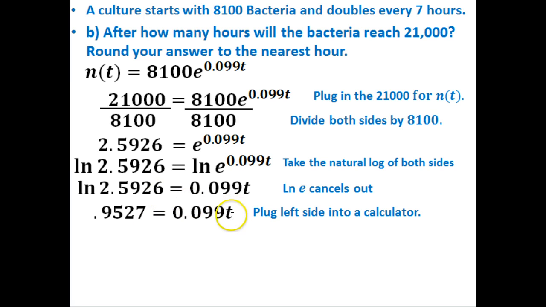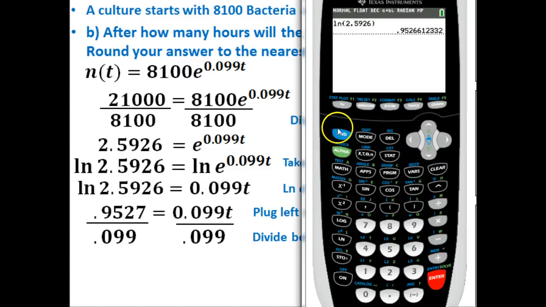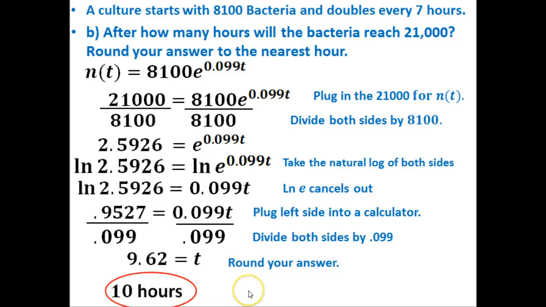Now I'm just going to solve it. I'm trying to find out what t is. So I've got to get t all by itself. This is 0.099 times t. So I'm going to need to divide both sides by that 0.099. So I do that now. I can take out my calculator here, and I can do that and just go divided by 0.099. I can hit enter, and my answer will be 9.6228. This one asked me to round it to the nearest hour, so I've got 9.62. I just need to round that to the nearest hour. That will round up. So my answer in this case will be 10 hours. After 10 hours, basically it will hit the 21,000 bacteria level.